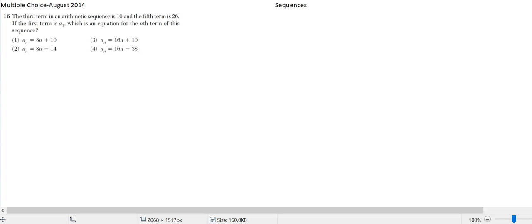This is question number 16 from the August 2014 Algebra 1 Regents. The third term in an arithmetic sequence is 10 and the fifth term is 26. If the first term is a sub 1, which is an equation for the nth term of this sequence?